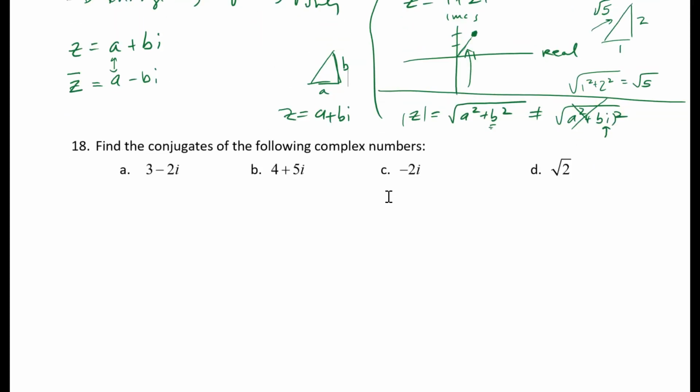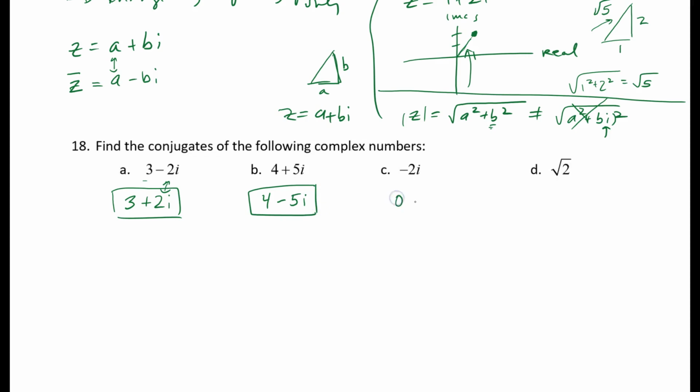So 18, find the conjugates of the following complex numbers. Pretty straightforward. We're just going to change the imaginary piece. 3 is the real, negative 2i is the imaginary piece. So we're just going to go ahead and change the sign of that piece there. So there's the conjugate. Same thing here. The real piece stays the same. Change the sign of the imaginary piece.